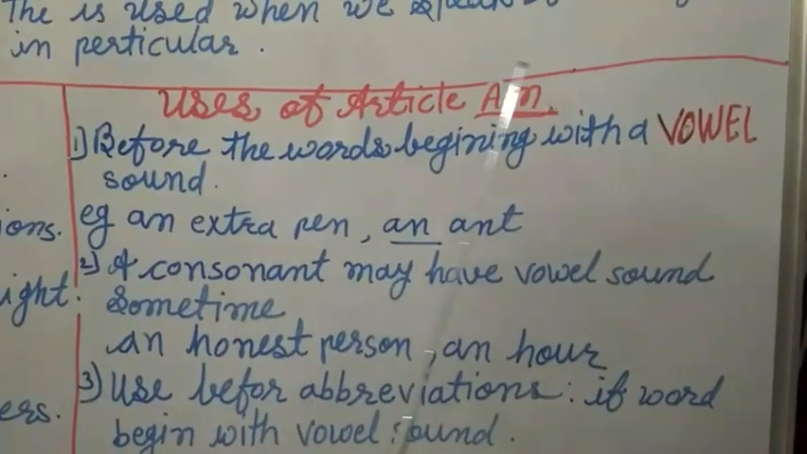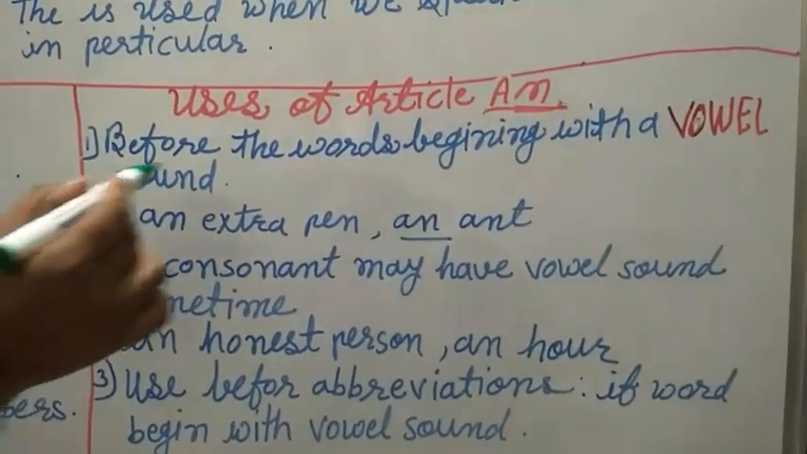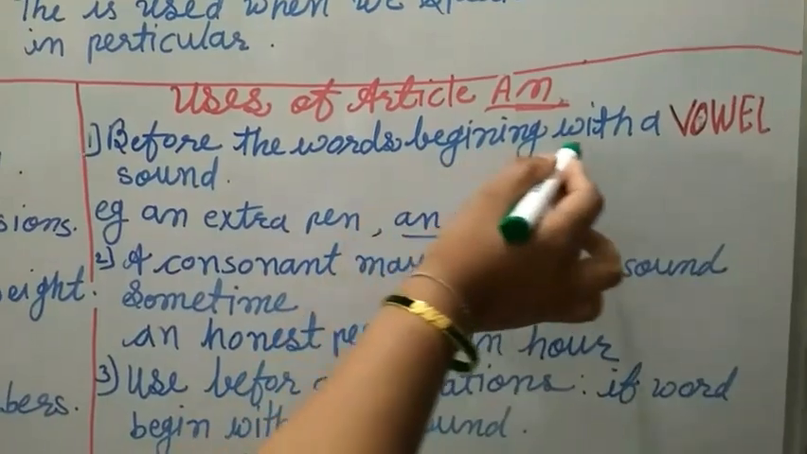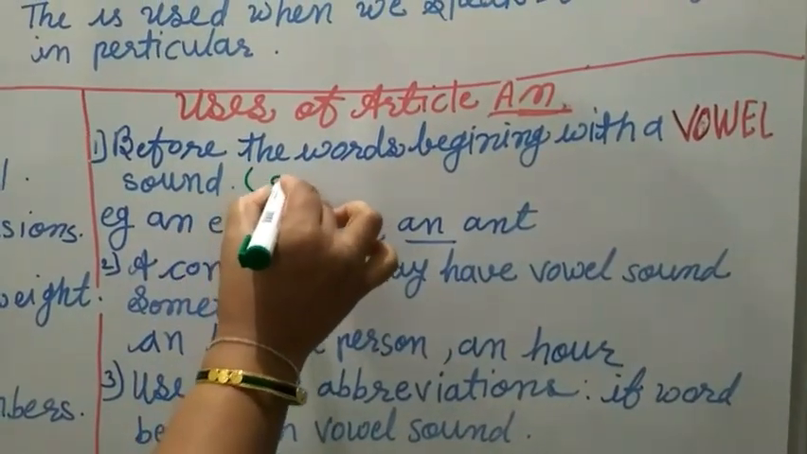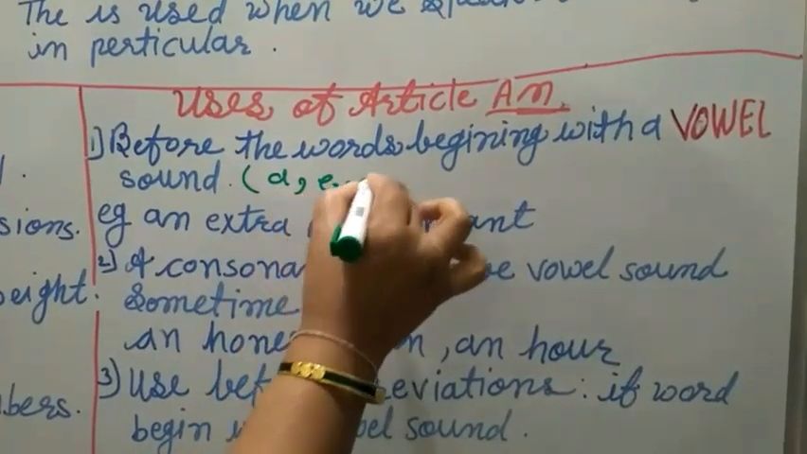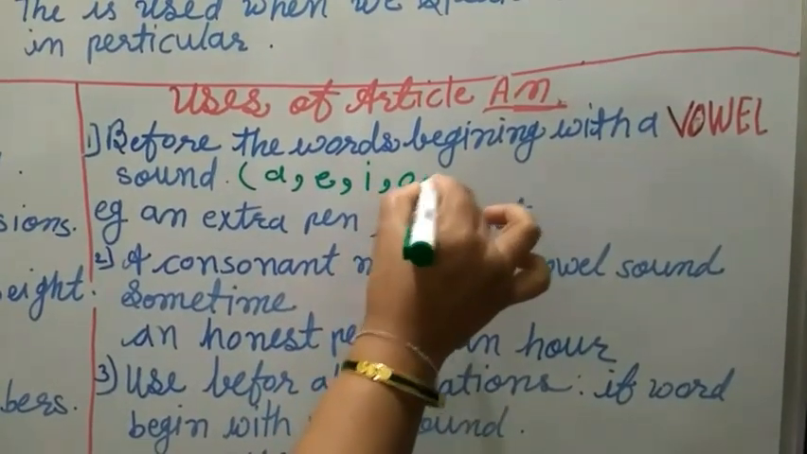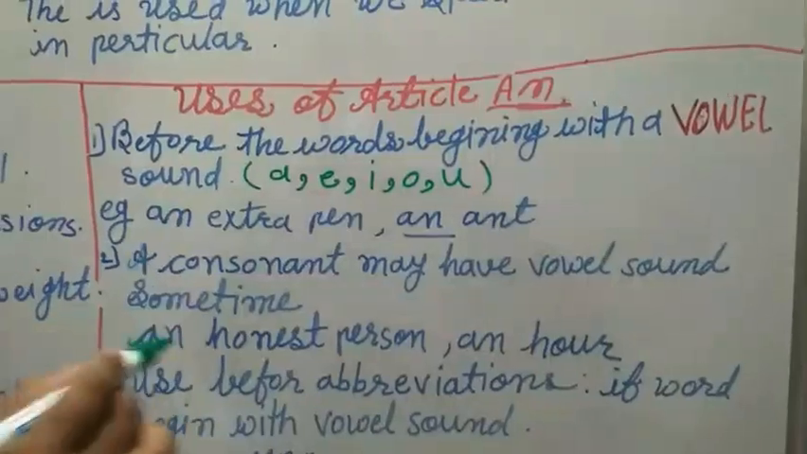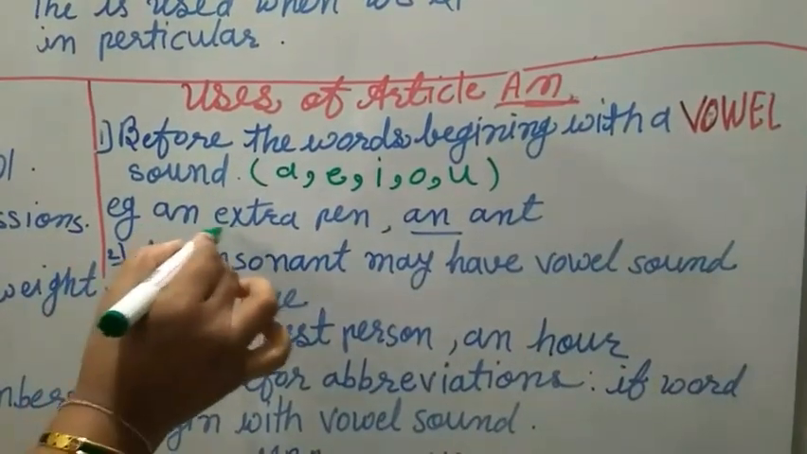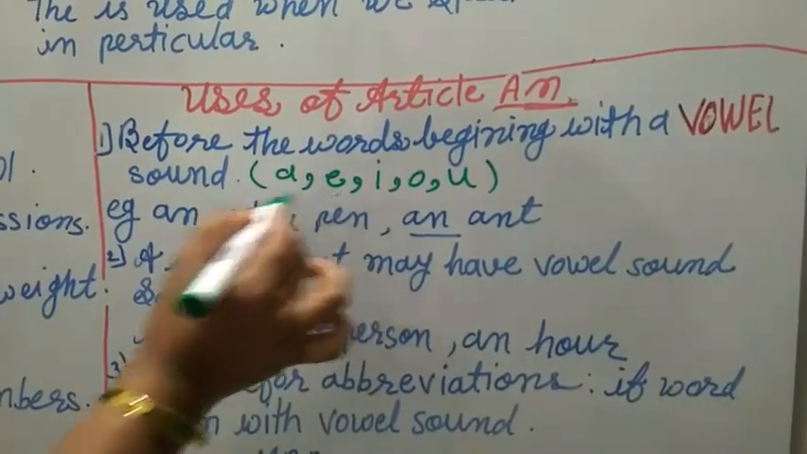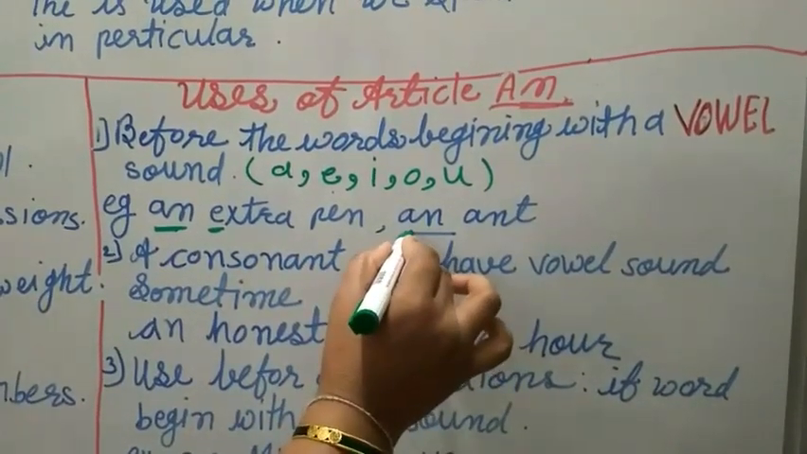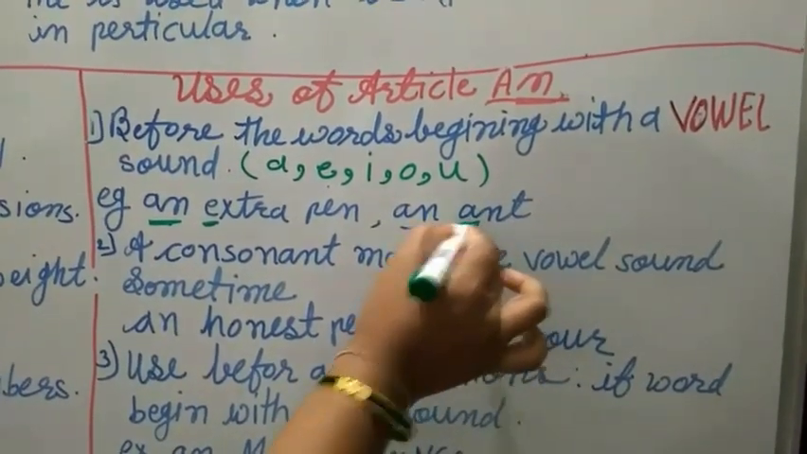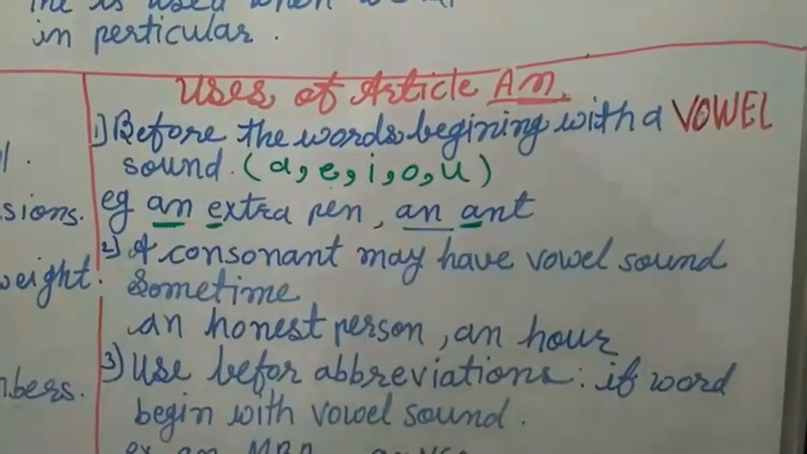Cases of the article an: before words beginning with a vowel sound. Which are the vowels? A, E, I, O, U. We have to use an. An egg, it is a vowel, for that it is an. An ant, it is a vowel, and for that it is an.